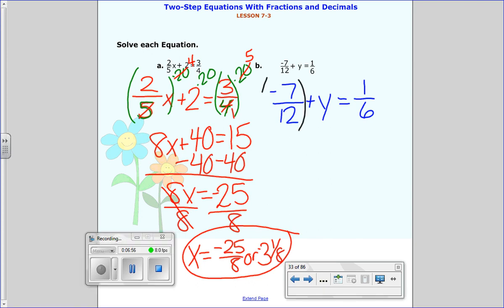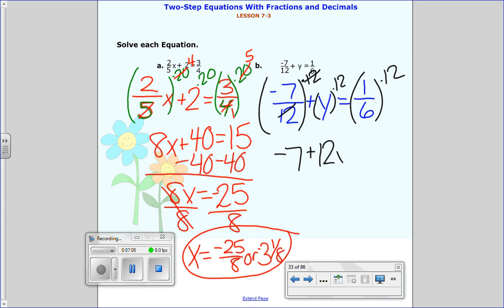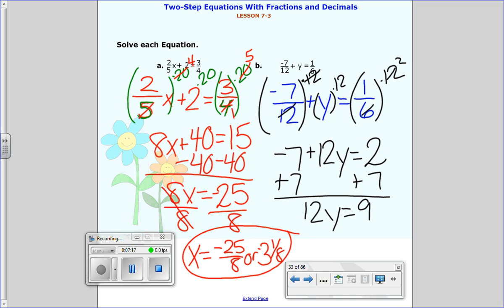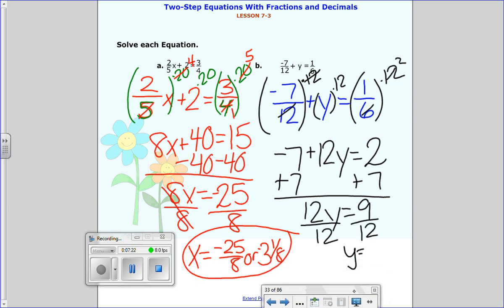Well, looking at it, 12 and 6 both share 12, so I'm going to times everything by 12. And here I'd end up with a negative 7, because those cross out, plus 12y is equal to 2. So add 7 to both sides. 12y is equal to 9. Divide by 12, and I get y is equal to 9/12, which simplifies, because 3 goes into both of them, to 3/4. Y is equal to 3/4.